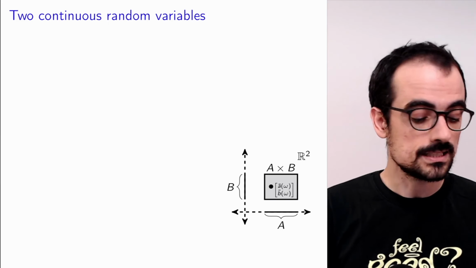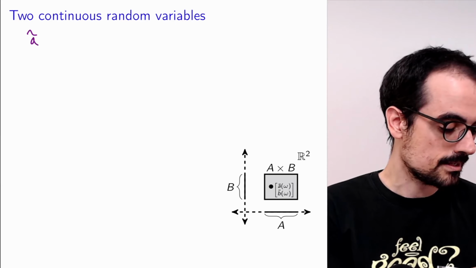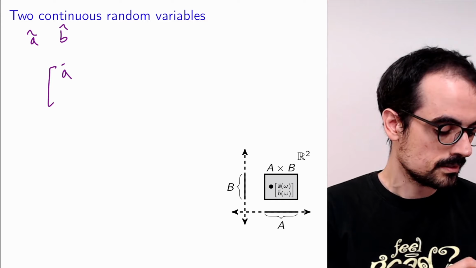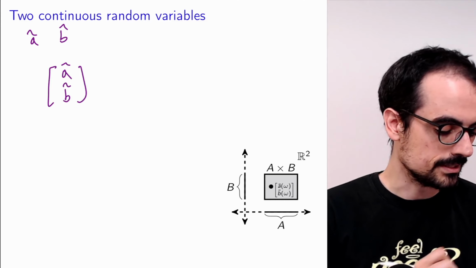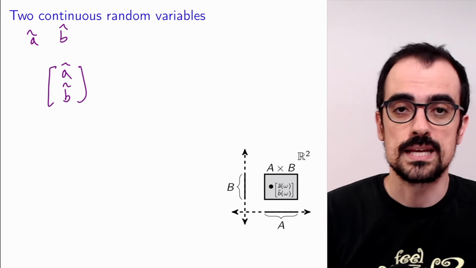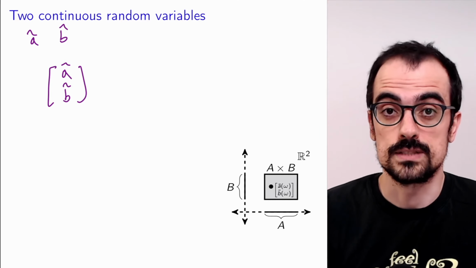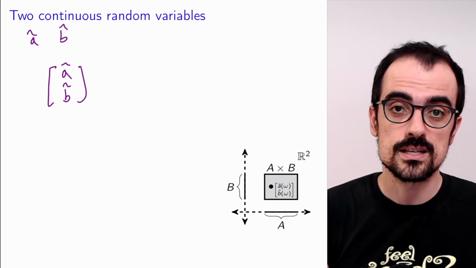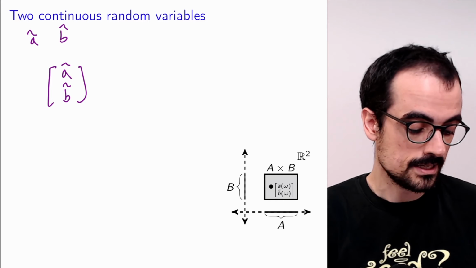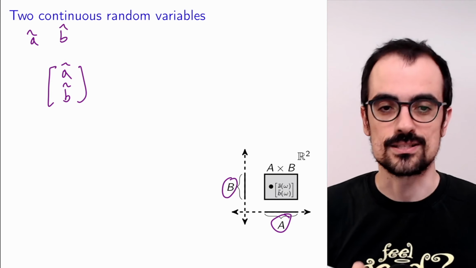So for example, imagine that we're interested in two random variables. I'm going to write them here, A and B. And now I'm going to stack them as a vector. So the first entry is A, the second entry is B. Now, in order to describe the simultaneous behavior of these two continuous quantities, what we can ask is what is the probability that the first entry A is in a certain interval, and at the same time, the second entry B is in a certain interval.